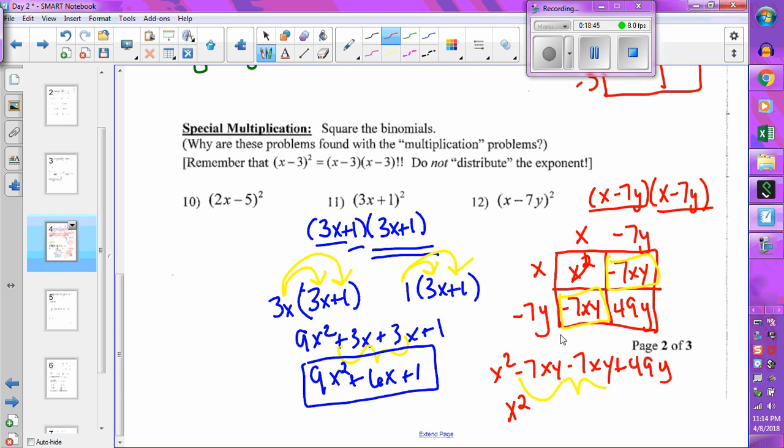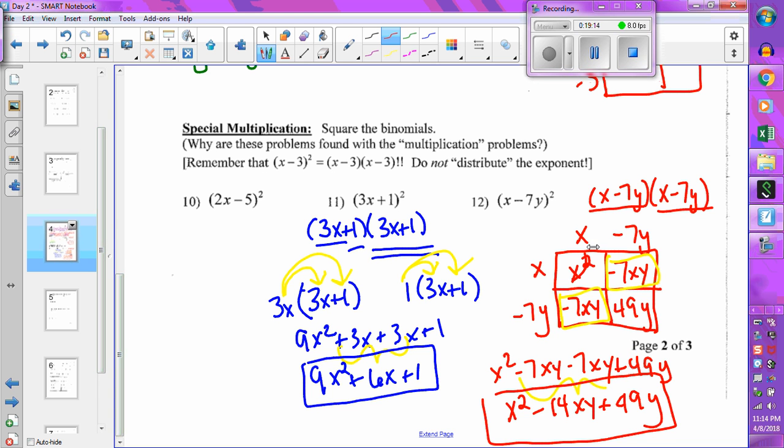Positive, okay. So yep, this is going to give me, for adding them, because we're adding our like terms, a negative 14xy plus 49y. And that is our final answer. Yay! How exciting.